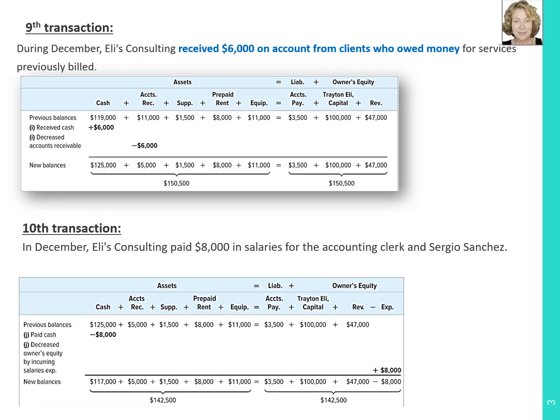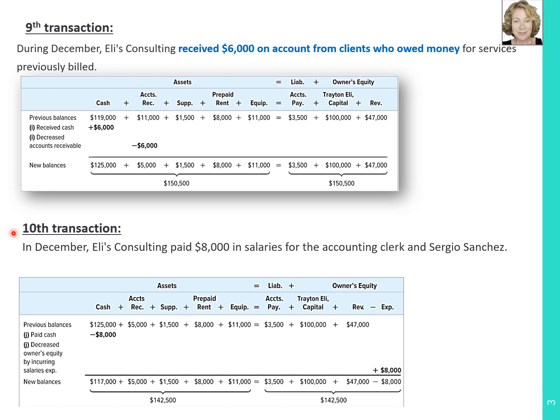In this next transaction, Eli's Consulting received $6,000 on account from clients who owed money for services previously billed. So in this case, the cash increases by $6,000 because the customer paid money to Eli's Consulting, but we aren't increasing revenue because we have already recorded the revenue. In this case, the accounts receivable decreased by $6,000.